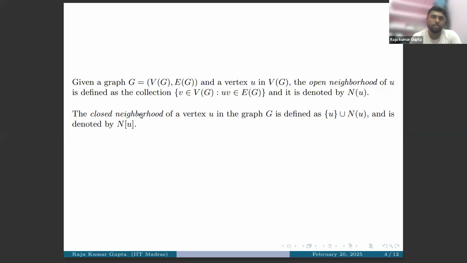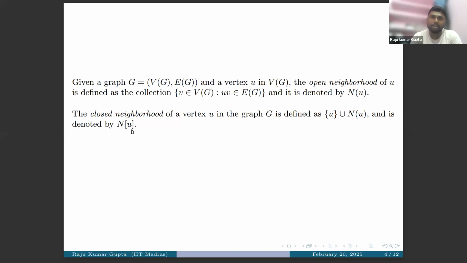Before going to the tools and techniques, we have these two terminologies: the open neighborhood of a vertex and the closed neighborhood of a vertex. Given a graph G and a vertex u in the vertex set of G, the open neighborhood of u is defined as the collection of all the vertices v such that v is adjacent to u, and we denote it by N(u). The closed neighborhood of a vertex u in the graph G is defined as the singleton set {u} union the open neighborhood of u, and we denote it by N[u].